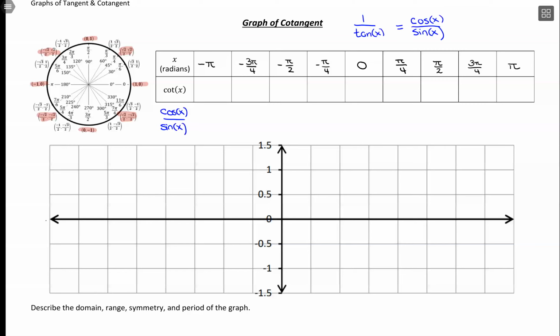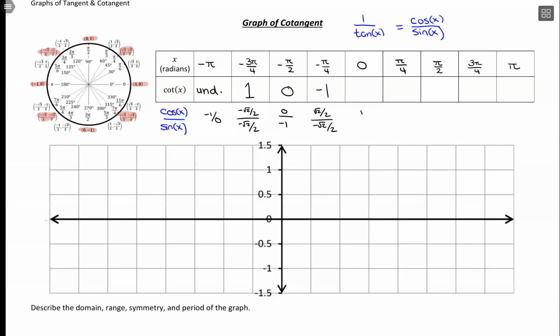So if we're at negative pi, that would be a negative 1 over 0, which would be undefined. Can't divide by 0. At negative 3 pi over 4, that's negative root 2 over 2 divided by negative root 2 over 2. So that's going to be equal to 1. Negative pi over 2 will be a 0 over negative 1, which is just equal to 0. Negative pi over 4 will be a root 2 over 2 divided by negative root 2 over 2. So that's going to be a negative 1.